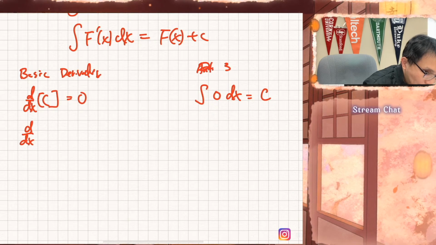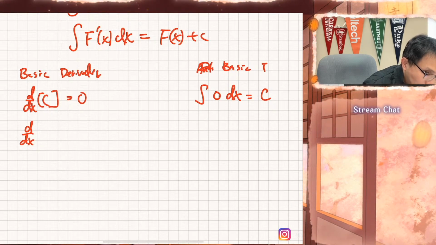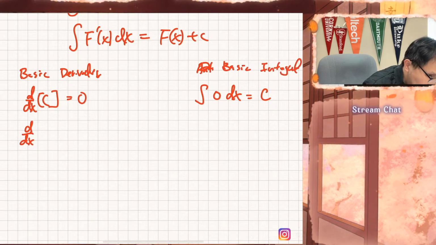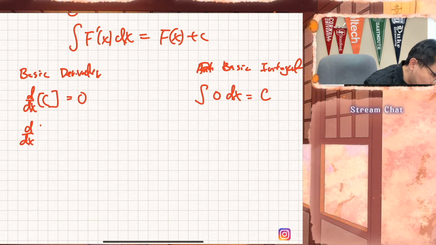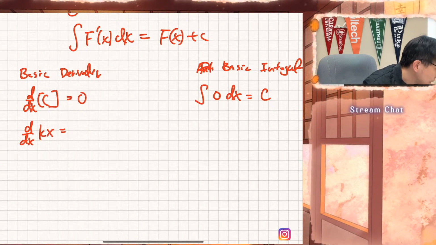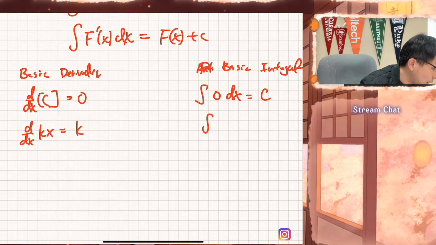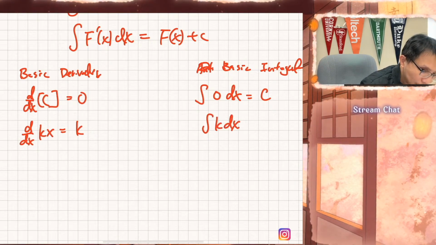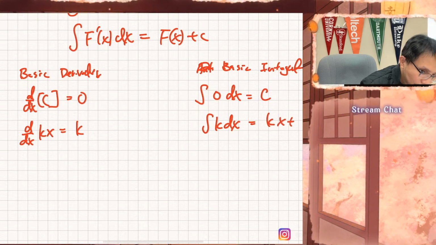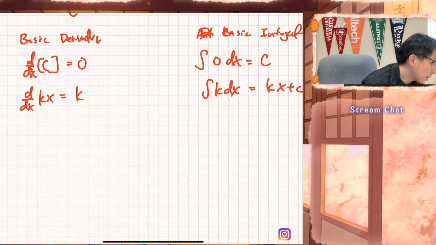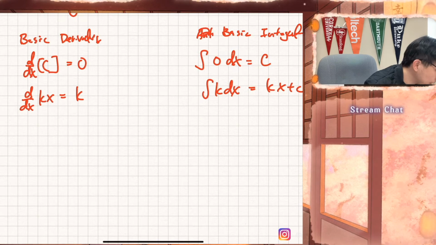Antiderivative. So, basic integrations. Okay, d/dx of kx is just k. What's the integration of k? kx plus C. There you go, there's C, because C has to be there in order to work.